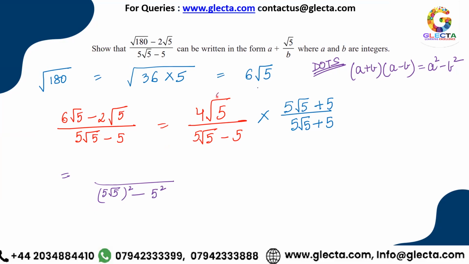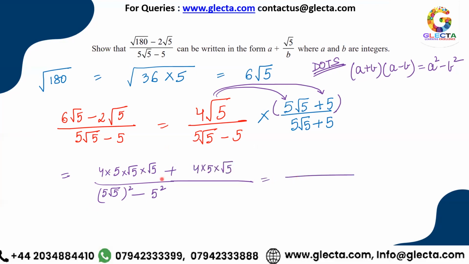And in the numerator, of course, you will have to take brackets because this 4 surd 5 is multiplied by both these terms. So when I do 4 times 5 times surd 5 times surd 5, plus 4 times 5 times surd 5. So over here, what do we get? 4 times 5, 20. Surd 5 times surd 5 is just 5. So you have 20 times 5, which is 100. Plus 4 times 5, 20 surd 5.